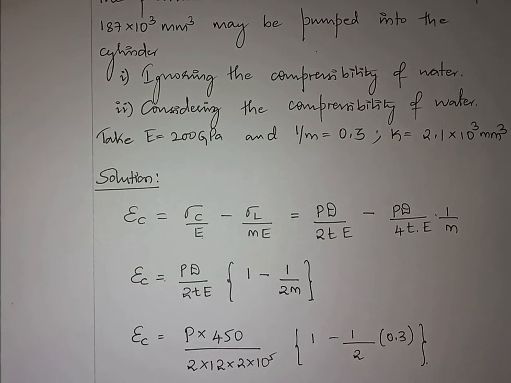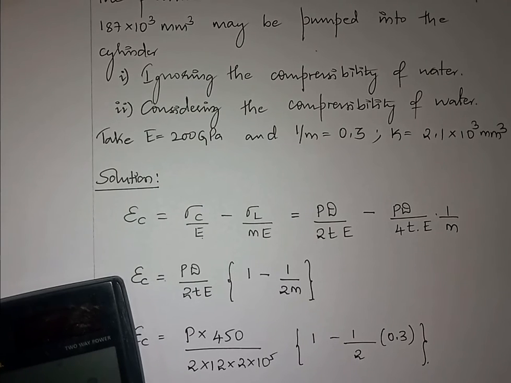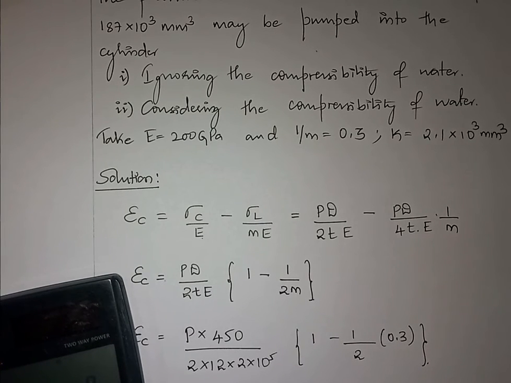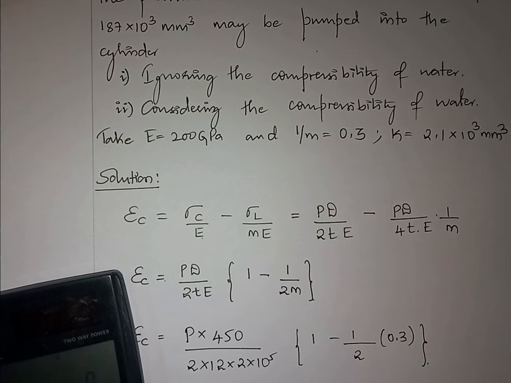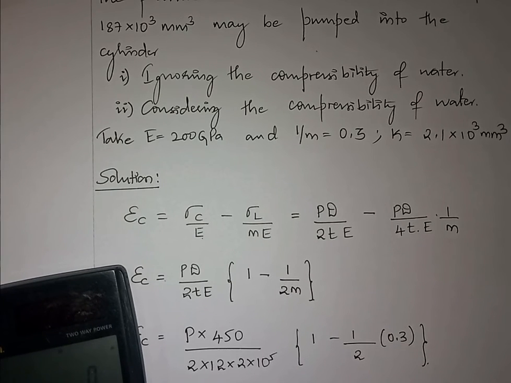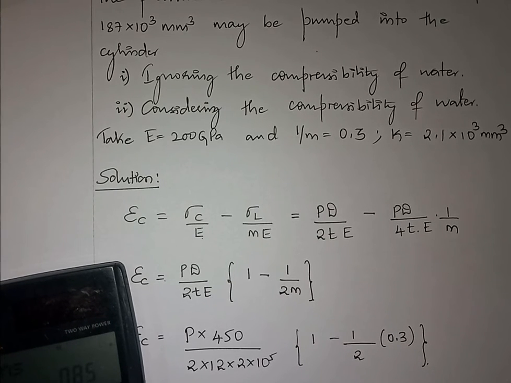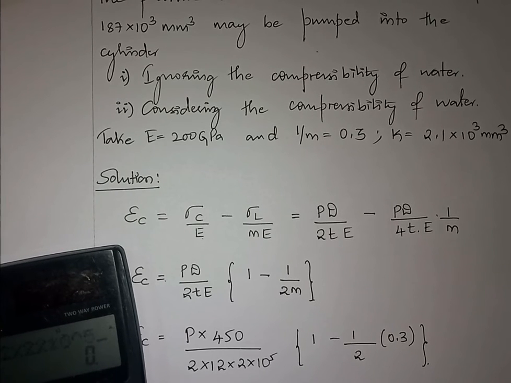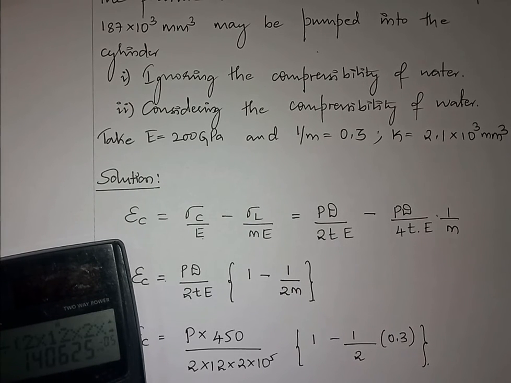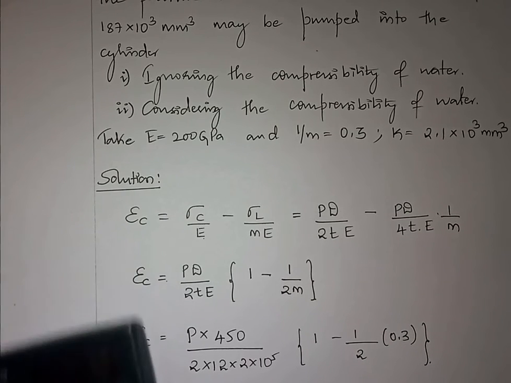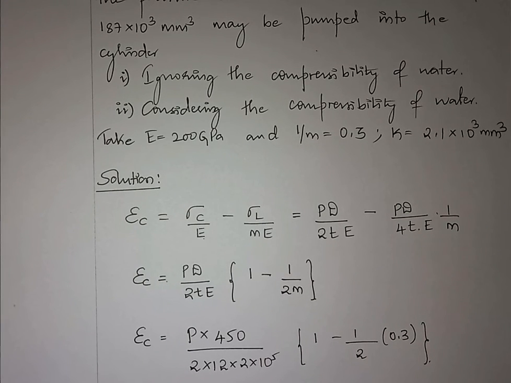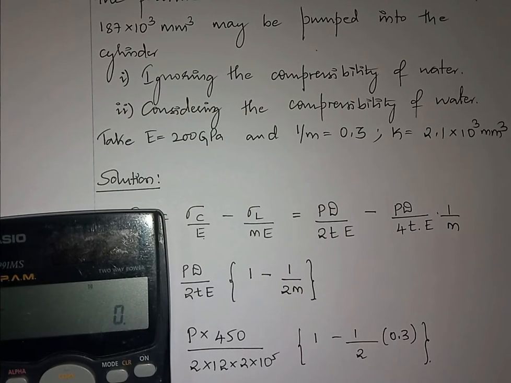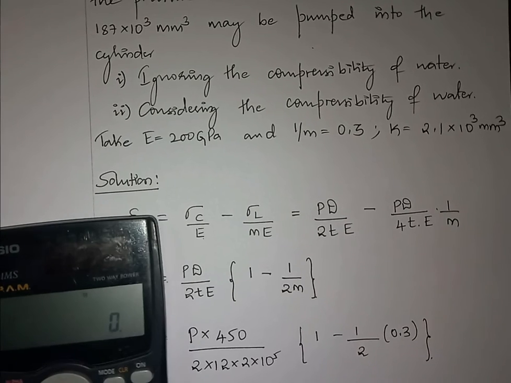So therefore epsilon c will be, so let me calculate. So it is 1 minus 0.3 divided by 2, 1 minus answer, so it is 0.85, right? So it is 450 divided by 2 into 12 into 2 into 10 raised to 5 into 0.15. So I'm getting the value as 7.97 into 10 raised to minus 5, right?